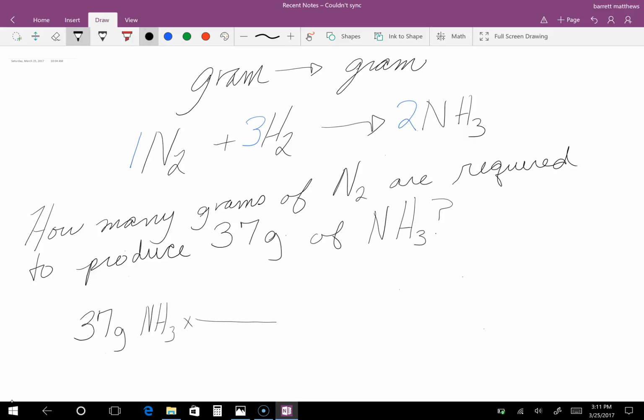I know that this is grams to grams, so I know that I'm going to need at least 3 conversion factors. First, I want to get the grams into moles. To do that, I put my answer units on top, which are moles, my adjacent units on the bottom, which is grams. I know that the molar mass is 17. Add up the 2 elements.